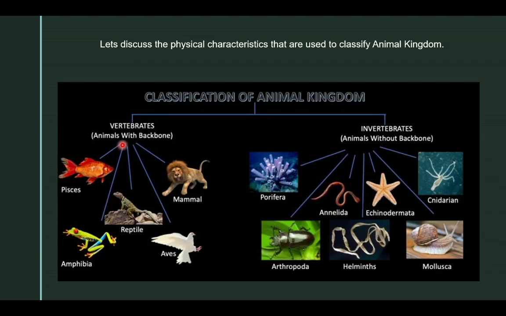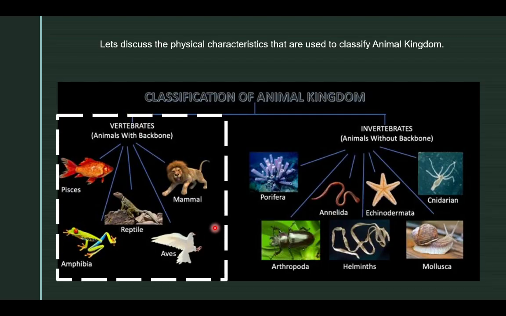Vertebrates are further divided into five classes. The first class is called pisces, which includes fish. Then we have reptiles, amphibians, mammals, and aves. We will talk about invertebrates later, but right now we are going to focus on vertebrates and we will see the different characteristics of vertebrates.